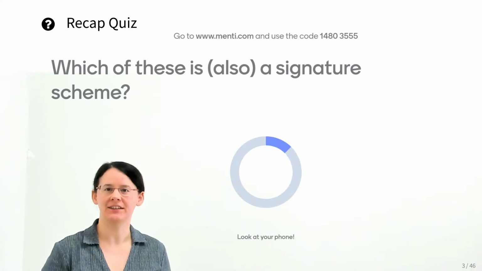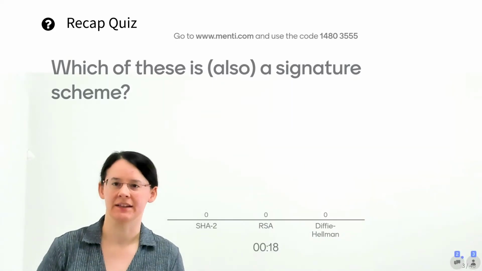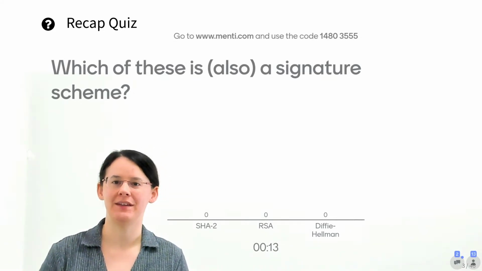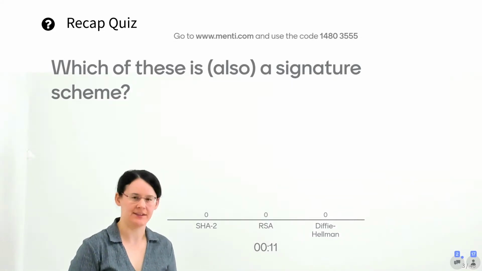Which of these three-letter acronyms is a signature scheme? One option is SHA-2, one option is RSA, and one option is Diffie-Hellman. Which of these is a signature scheme?